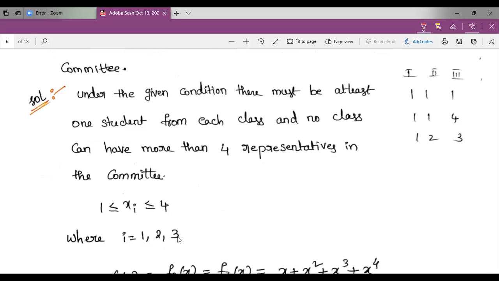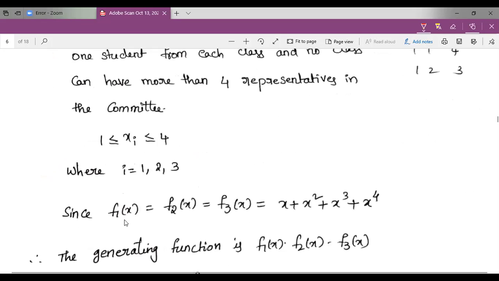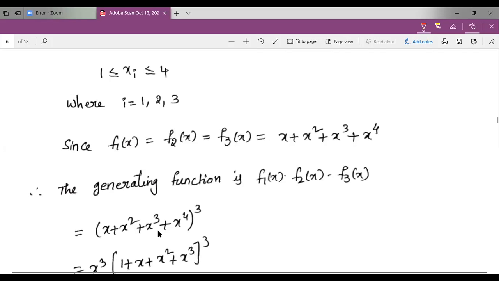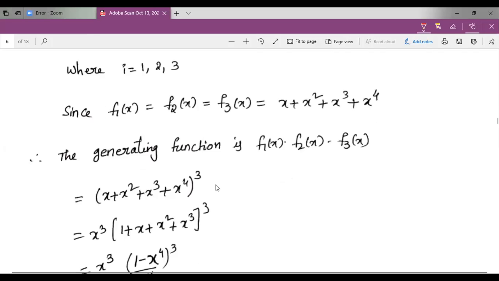Okay, so here the functions are f1 of x is equal to, f2 of x is equal to, f3 of x is equal to, the possible ways here x plus x square plus x cube plus x power 4. So the generating function is f1 of x into f2 of x into f3 of x, that is x plus x square plus x cube plus x power 4 whole cube.